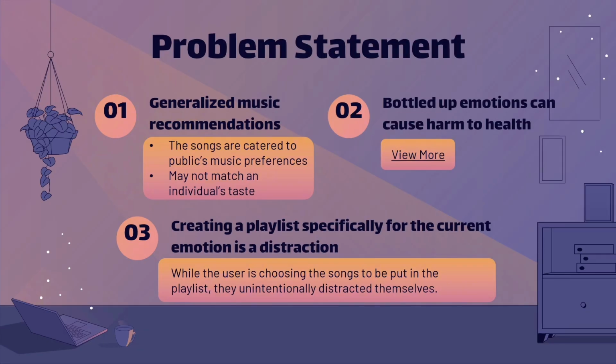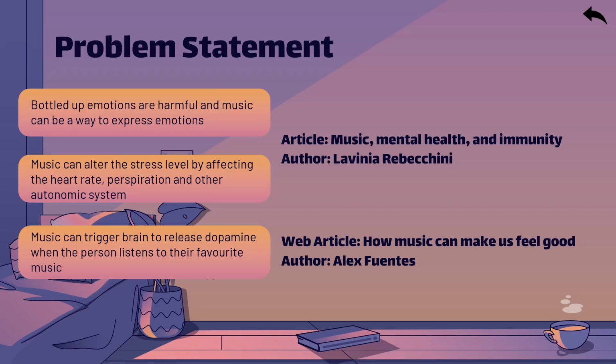The second problem is bottled up emotions can cause harm to health. This statement is supported by the article Music, Mental Health and Immunity, where it states that bottled up emotions are harmful and music can be a way to express emotions. It also says that music can alter the stress level by affecting the heart rate, respiration, and other autonomic system. In another article, How Music Can Make Us Feel Good, it says that music can trigger the brain to release dopamine when the person listens to their favorite music.